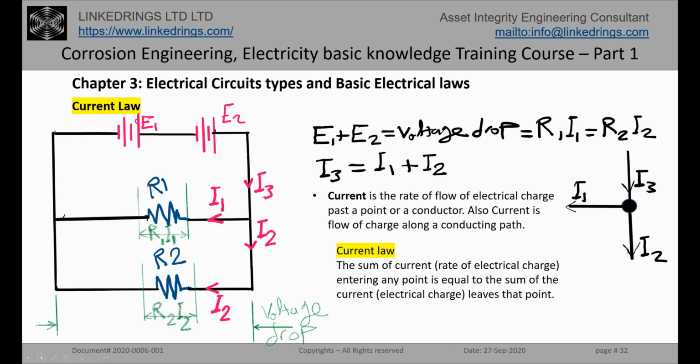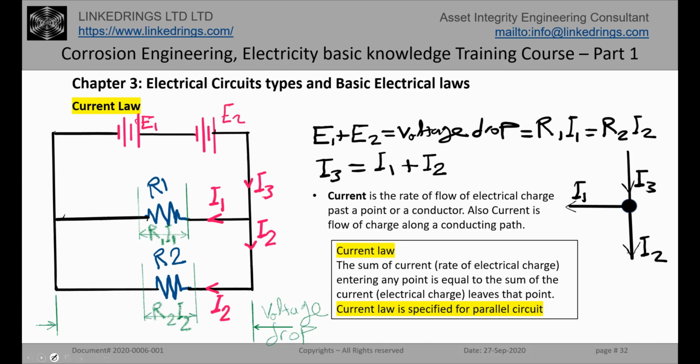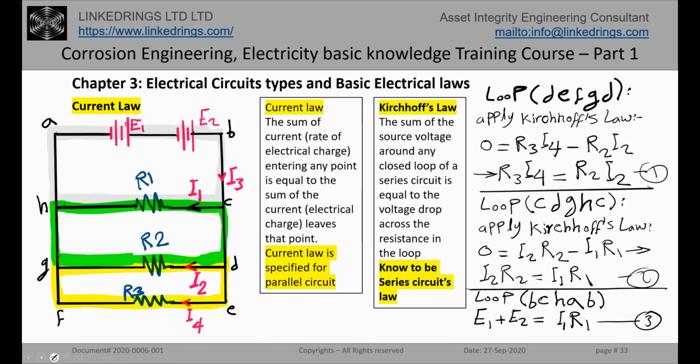So the current law is: the sum of the current, which is the rate of electrical charge entering any point, is equal to the sum of the current that leaves that point. This is called the current law, and it is specified for a parallel circuit. So sometimes we call it current law, sometimes we call it parallel circuit law. Anyway, it's specified for a parallel circuit.